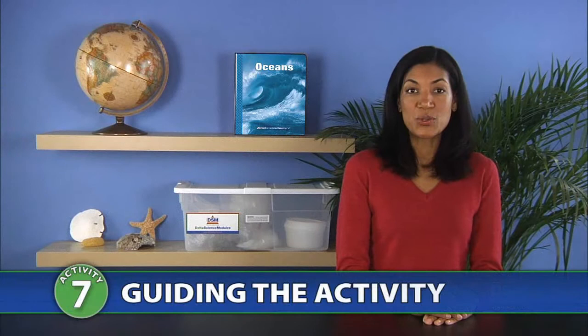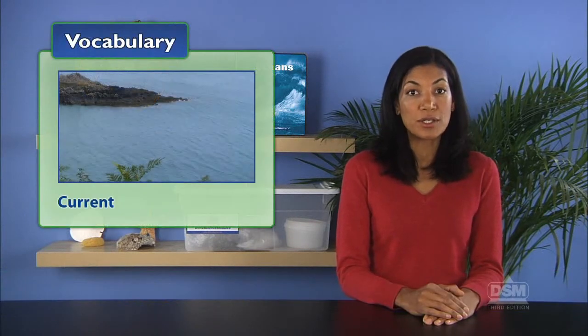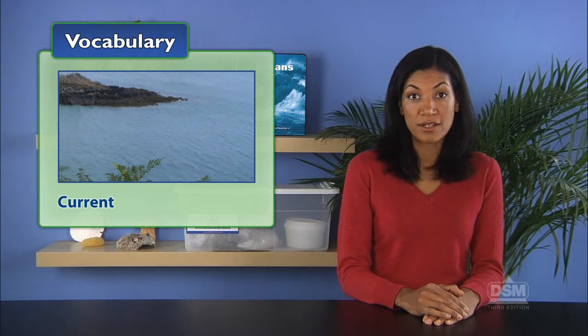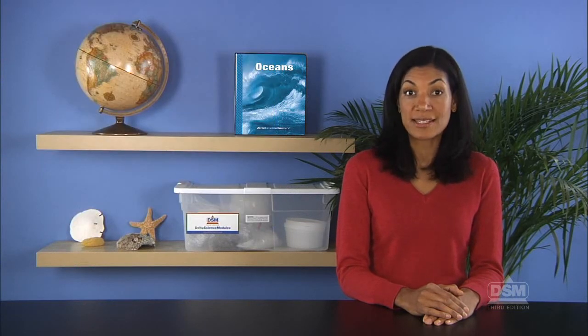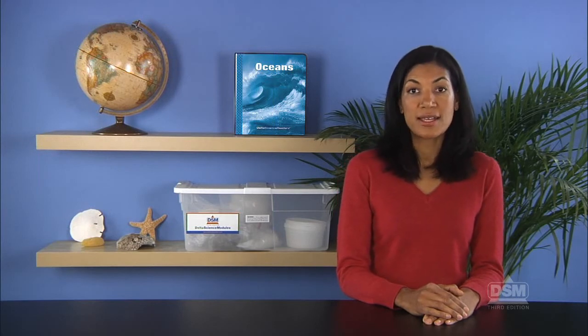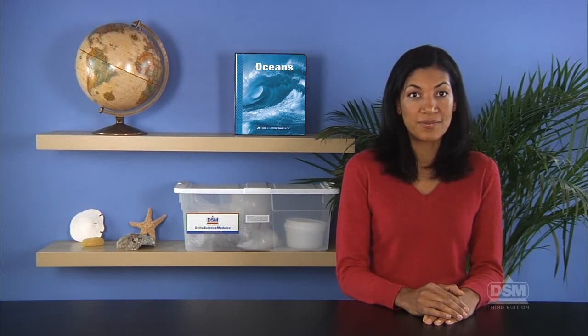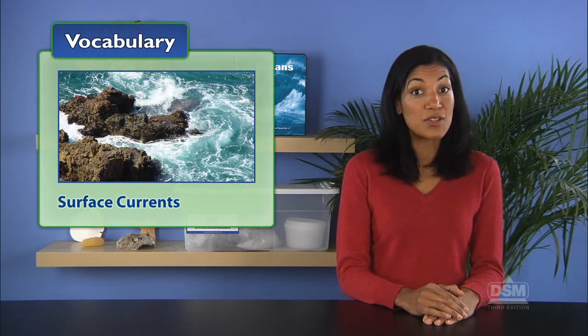To begin Session 1, inform students that a current is a steady flow of water within a larger body of water, and that unlike waves, currents move water from place to place. Inform them that there are 2 kinds of currents, surface currents and density currents. Students should presume that surface currents are located on the surface of the ocean.